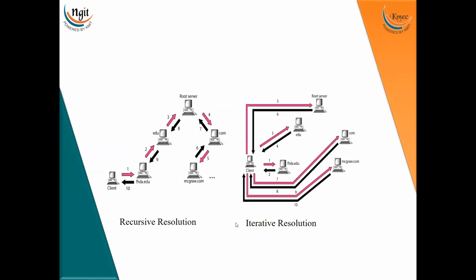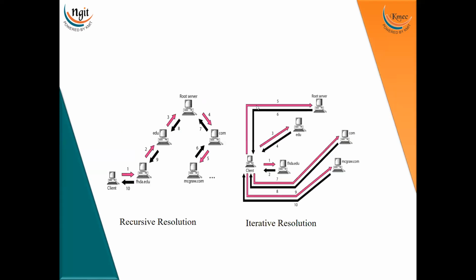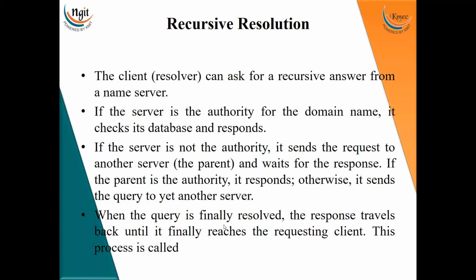We have two different types of resolution. Mapping a name to an address or an address to a name is called name address resolution. In this, we have two types: one is recursive resolution, and the other is iterative resolution. In recursive resolution, the request goes in a continuous way, from the client to one site, another site, then to the root server, then .com, and so on. But in iterative resolution, the client has direct communication with each and every server. When we have recursive resolution, we do not have any direct communication.